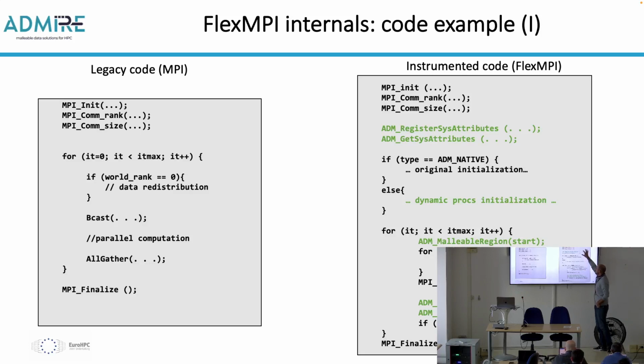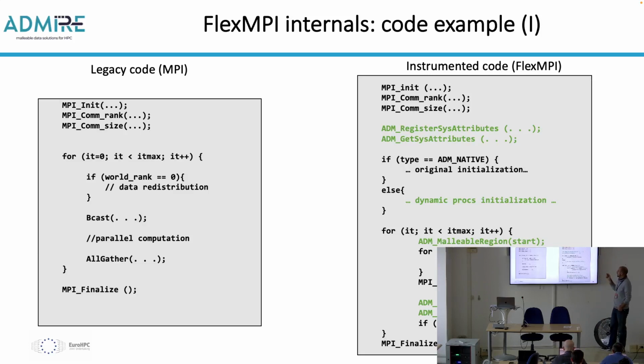Here we need to register the attributes of the application, and we can set others if we want from the environment. Then this section is important. We need to identify at runtime which process we are executing. At the beginning of an application, all the processes will be native processes. However, if we spawn new processes, these processes will be dynamic processes. It's a category. The objective is to identify the initialization.